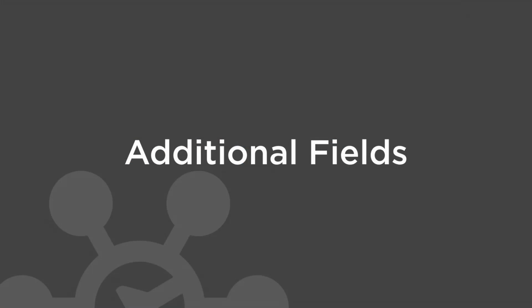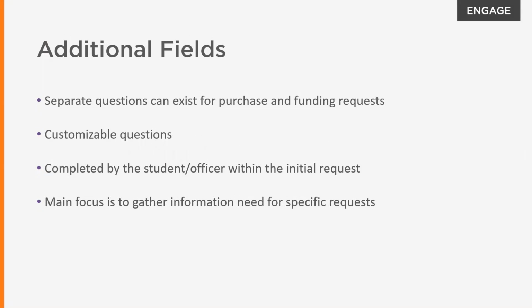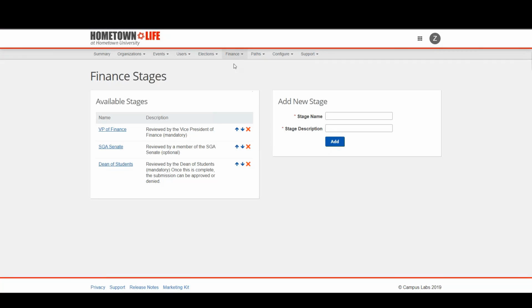Now let's talk a bit about additional fields. You have a separate purchase and funding request form and can have individual sets of additional questions for each of those. These separate questions are customizable, which allows you to ask specific questions about the types of purchase or funding needed. The main focus of these is to gather information about these specific requests. This will help your reviewers make informed decisions about whether or not they need to approve or deny a funding or purchase request. Again, like everything else, information about these is found underneath the Finance tab.